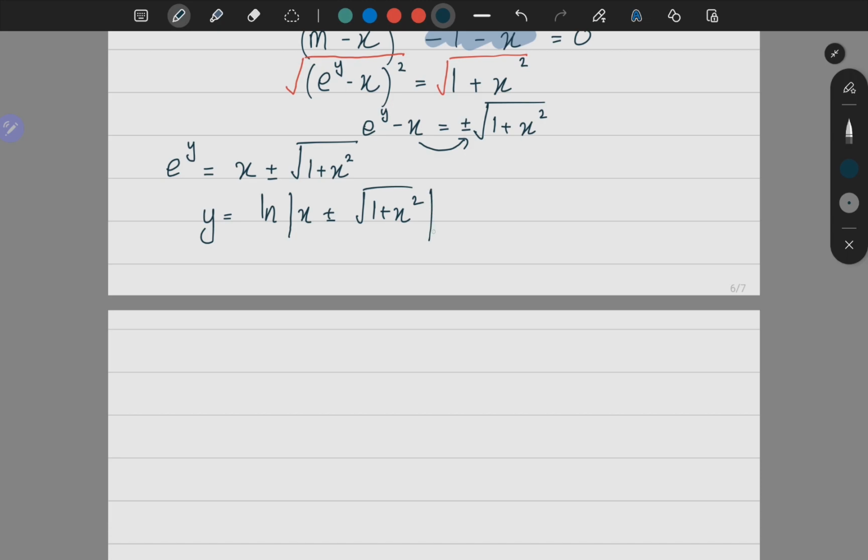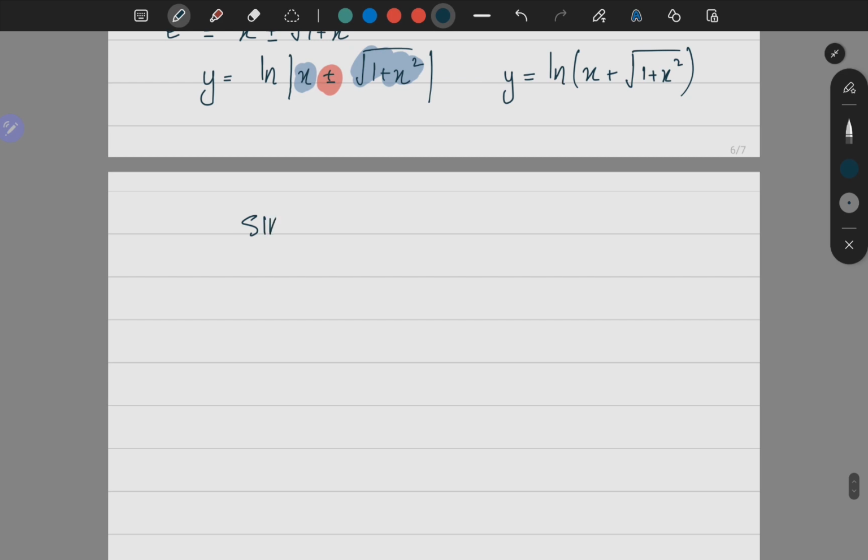Now the problem with this is that you have to think about it in a different way. This bit, the square root of 1 plus x squared, is always going to be bigger than x. If that is true, that means we can only allow the positive here. If it's negative, we cannot allow that. If you really want to know why, that's the reason. But if you don't, it doesn't really matter. So the answer is going to be the natural log of x plus the square root of 1 plus x squared. And that is basically what sinh inverse is equal to.